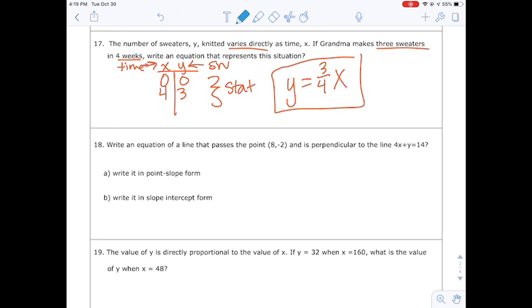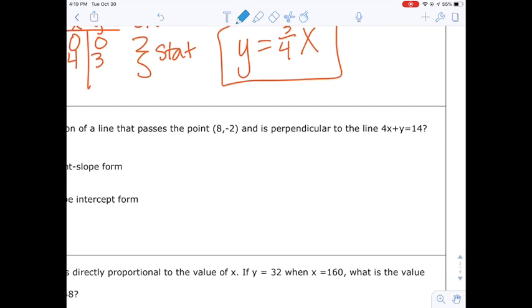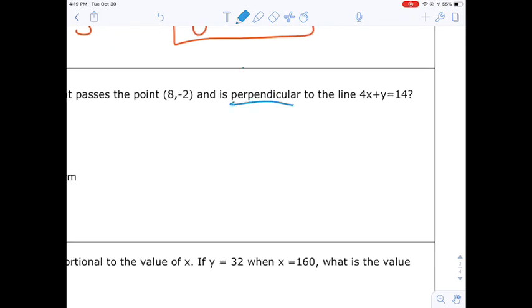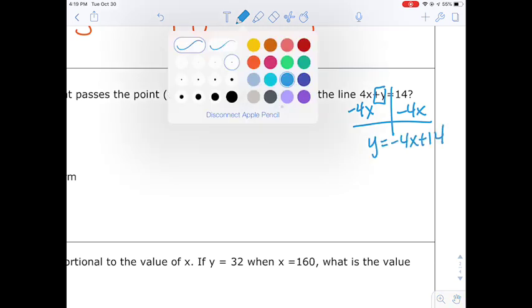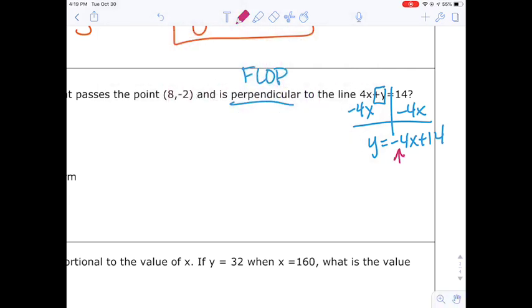Problem 18, they want the equation of a line that goes through the point (8, -2) and is perpendicular to this line. So in order to be perpendicular, I need the flopposite slope. In order to find the slope, I need y by itself. So I'm going to move 4x to the other side. So y equals -4x plus 14. So my flopposite slope, m, is... -4, the opposite would be a positive, and then flip it would be 1/4.